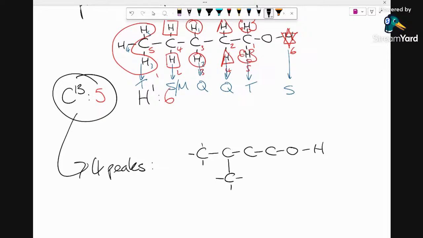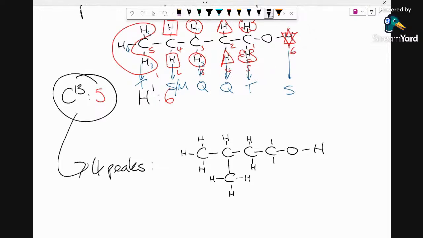Now, this is a key trick. You've got to put the branch at the very end. The reason being is if you don't put it at the end, you're going to have issues because it won't be the same distance from the O. This branching that I've just done reduces the peak number by 1.